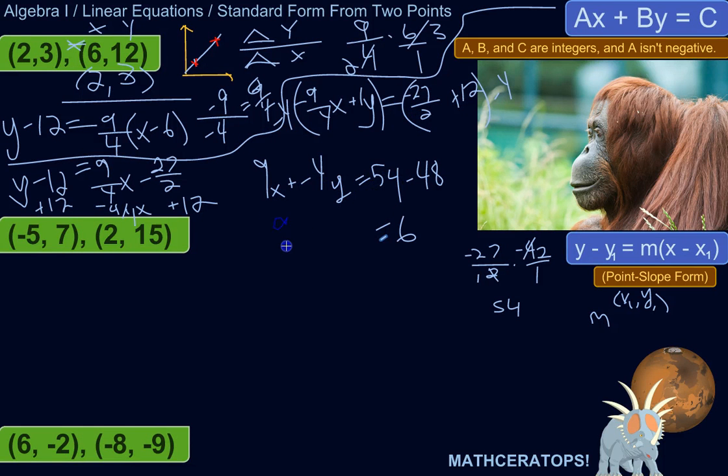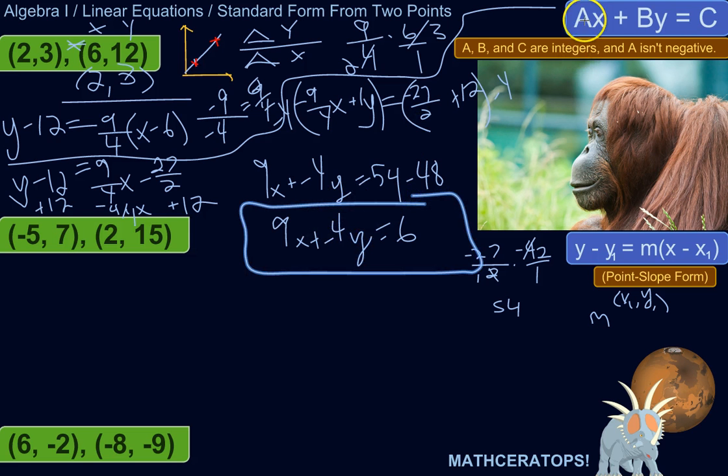Okay, so there we have it. 9x plus negative 4y equals 6. So let's check this. I've got something times x plus something times y equals something. All these somethings are integers: 9, negative 4, and 6. A is not negative, and so we are good to go. Now, that took a while, and if you can think of a faster way to do that, that would be great. Let people know if there's a sleeker way to do that. Otherwise, this works. It's not the most elegant way, but it works.